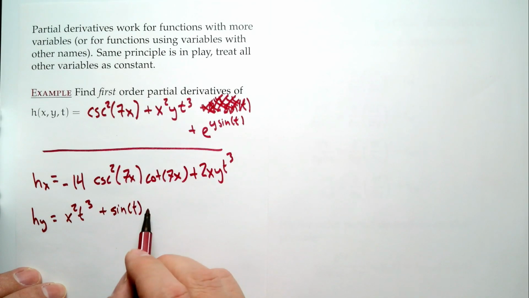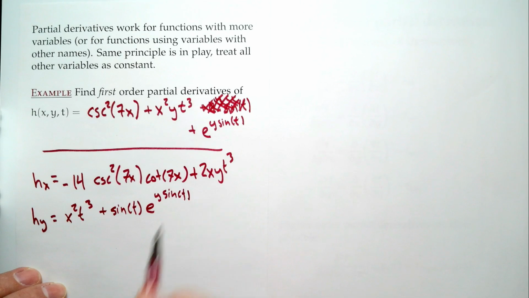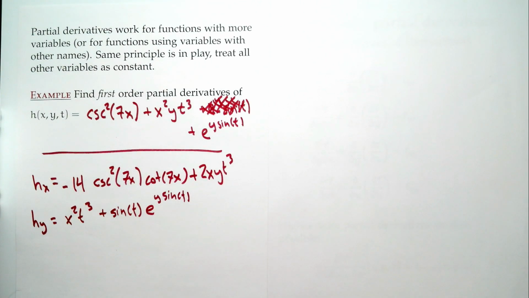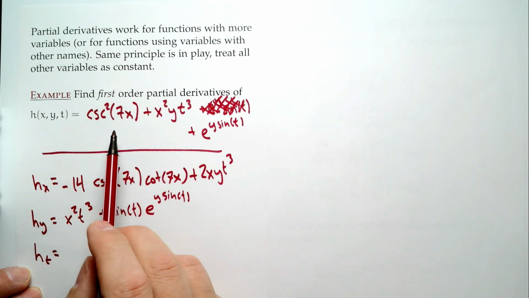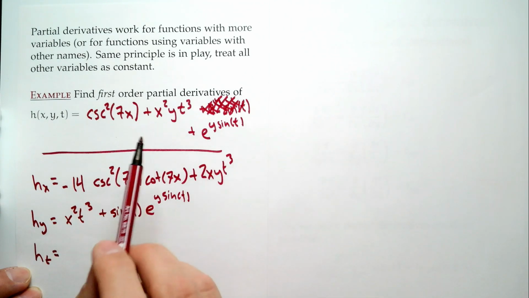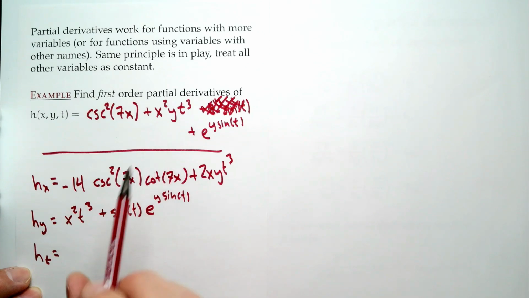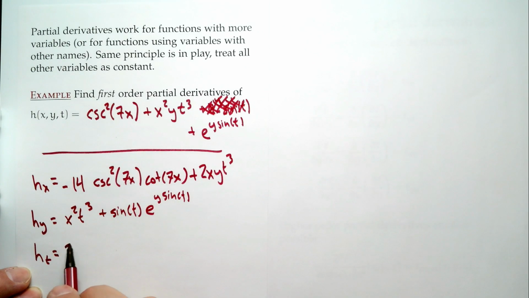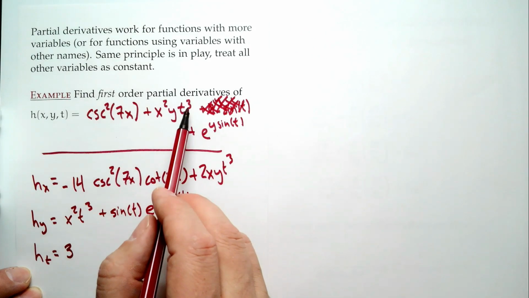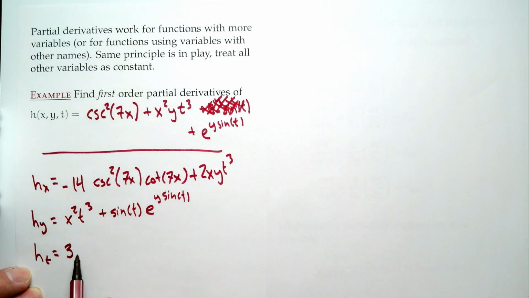Sine of t, e to the y sine of t. Because it's e to the y times a constant. So the derivative of e to the y times a constant is e to the y times a constant times the derivative of the exponent, which would be that constant, in this case the sine of t. Okay, h sub t. All right, derivative of cosecant squared 7x with respect to t, 0. Derivative of x squared y t cubed with respect to t, it should be the 3, because that's the part attached to the t, so 3 x squared y t squared.